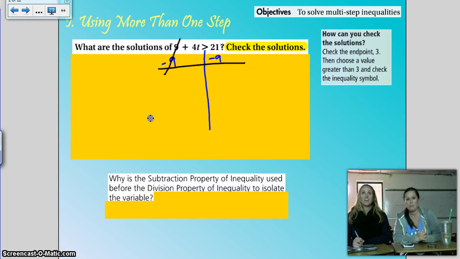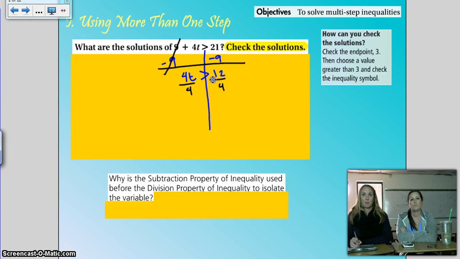It's called repetition. Okay. So our goal is to get the t alone. So we're going to subtract 9 from both sides. Isolate the term with the variable first, so get 4t by itself. 21 minus 9 is what? No, it's 12. And then we go ahead and divide. Okay, so I'm going to divide by 4.